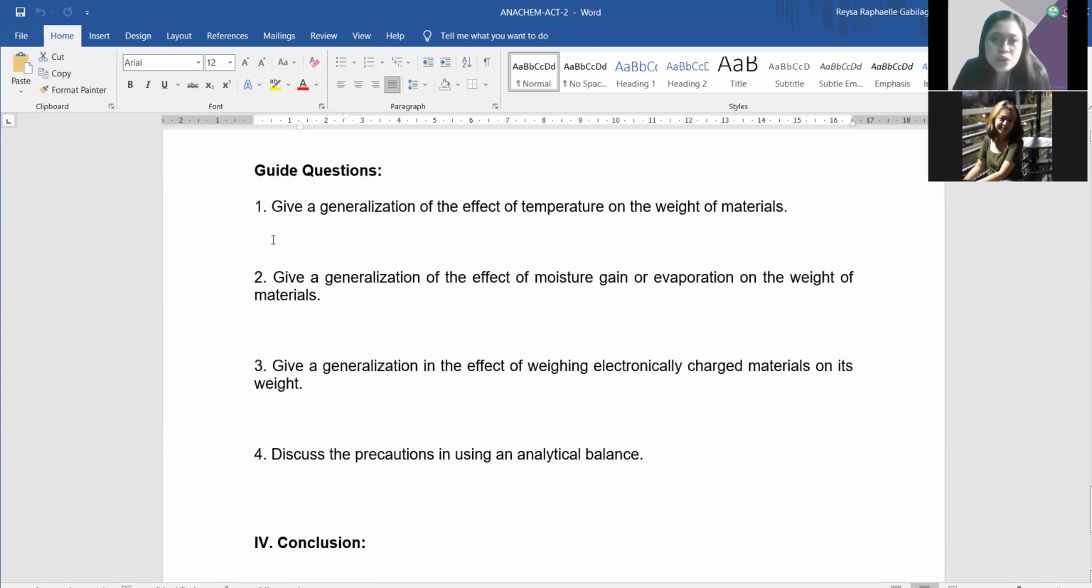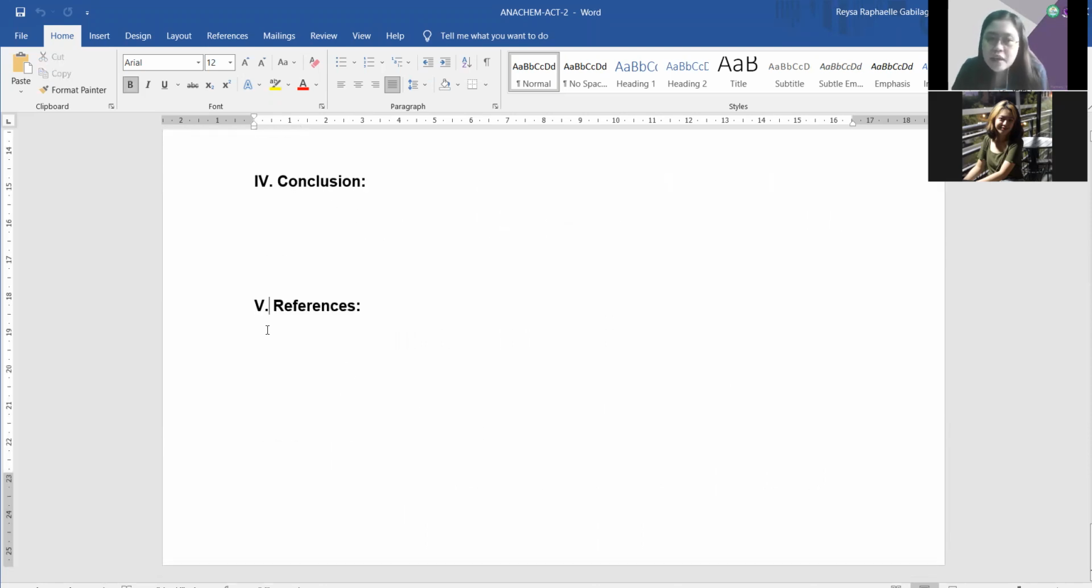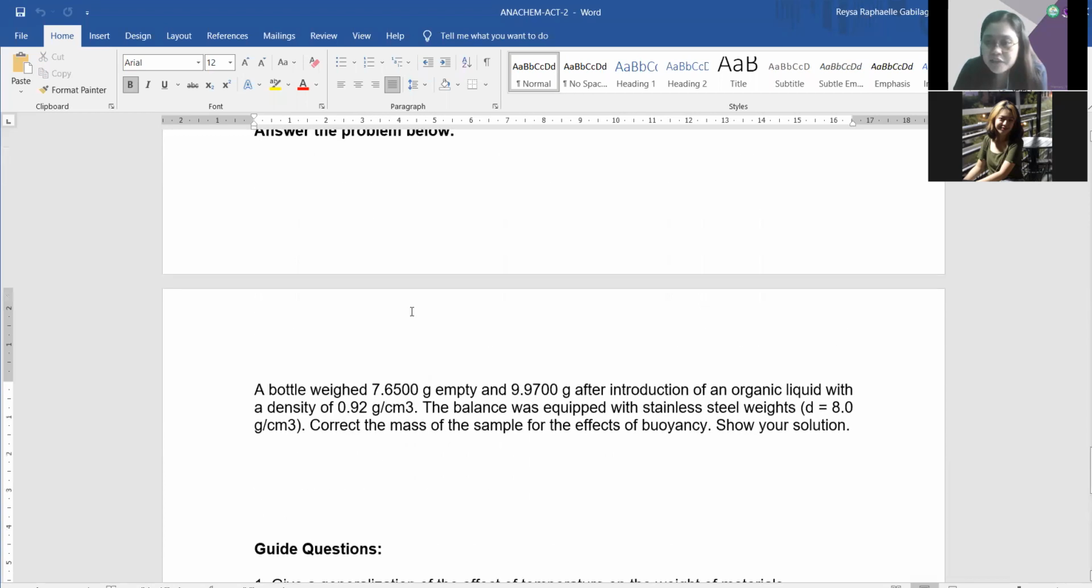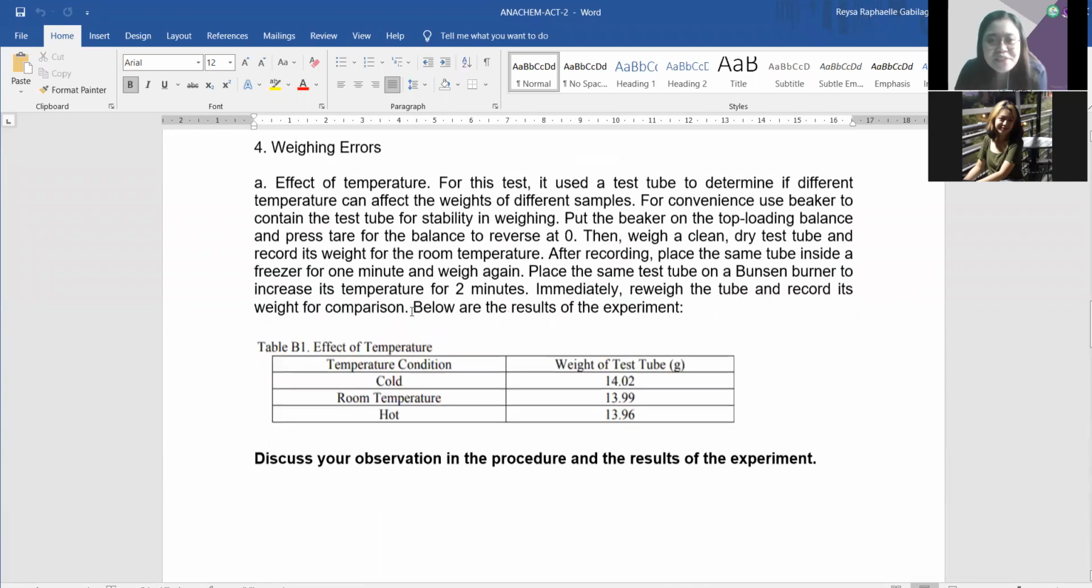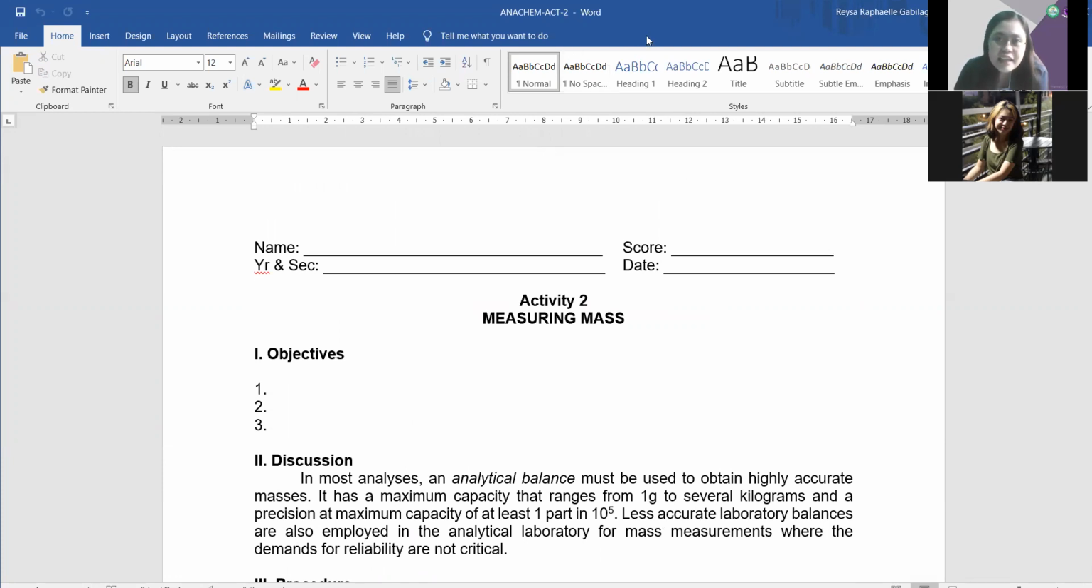After, you need to answer the guide questions and also provide your conclusion based on the objectives. And also, you may include a list of the references kung saan nyo kinuha yung mga sagot nyo dyan. So ito yung magiging activity natin from 1:30 to 7:30. So hindi pa ako nag-check ng attendance. Mag-check ako ng attendance mostly at the end of the time. So before 7:30 ako nag-check.